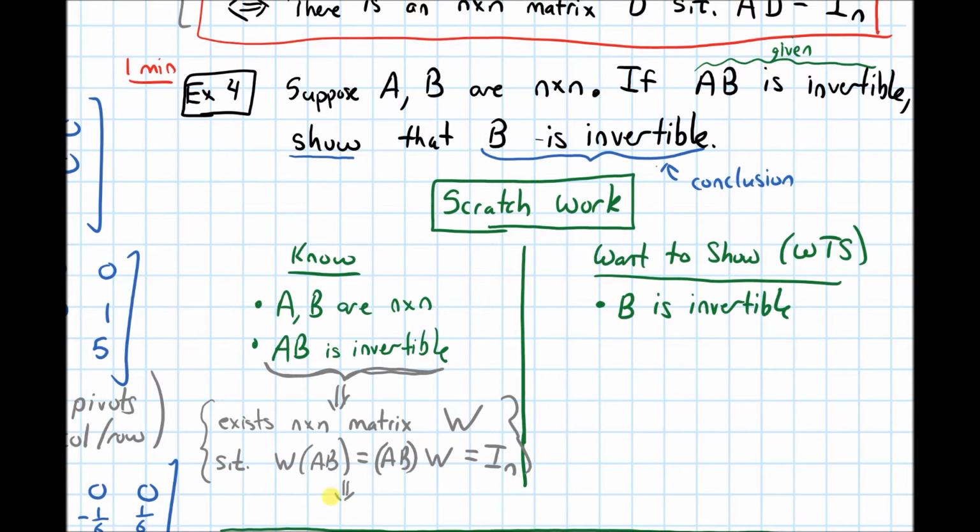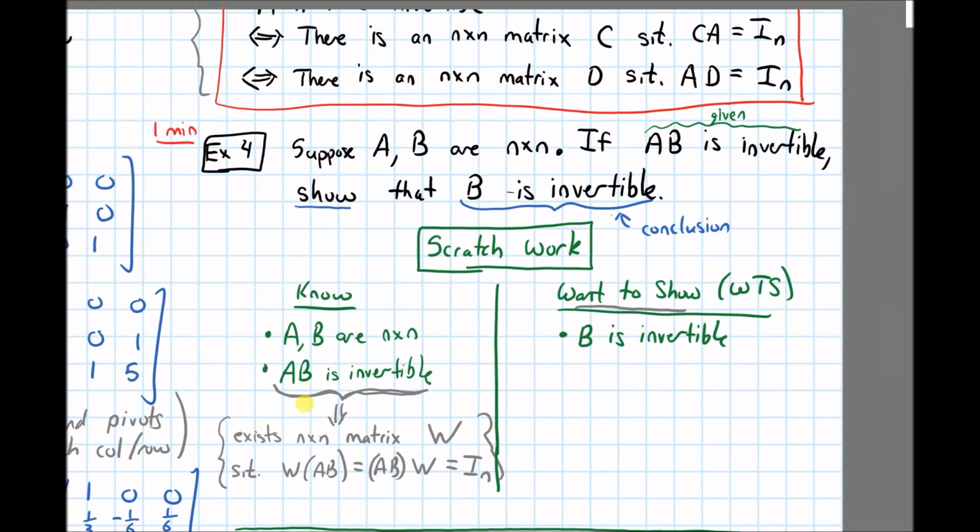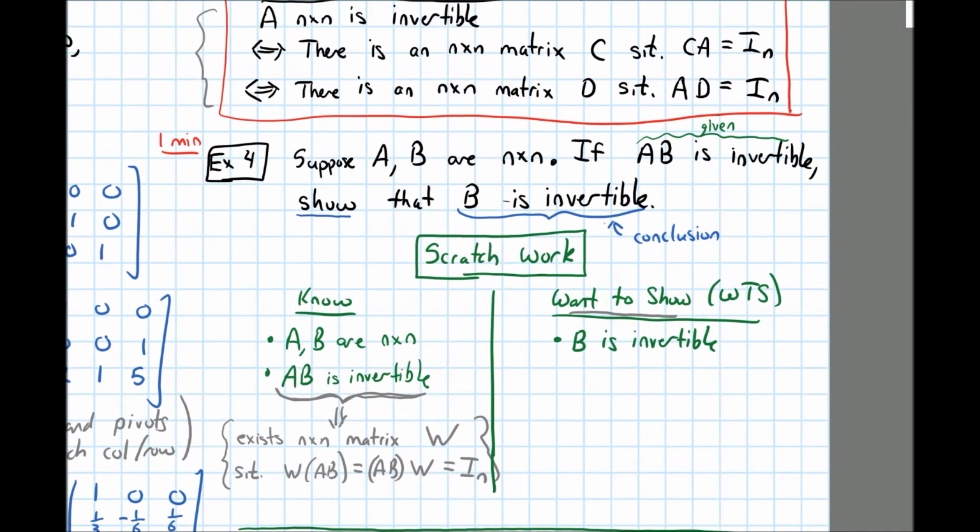Well, let's say I got stuck at this point. Let's say I got stuck here. If I get stuck working with the know side, what I can do is work with the want to show side and ask myself, okay, is there something that I could show that would tell me that B is invertible right away? And for this, let's use this part of the invertible matrix theorem. So we could show that B is invertible.